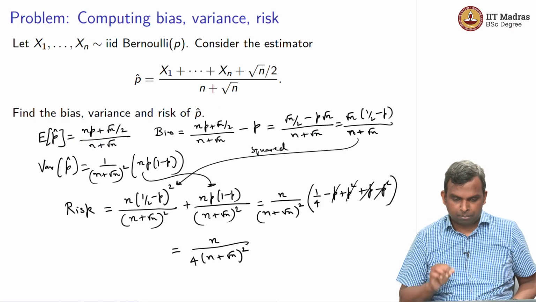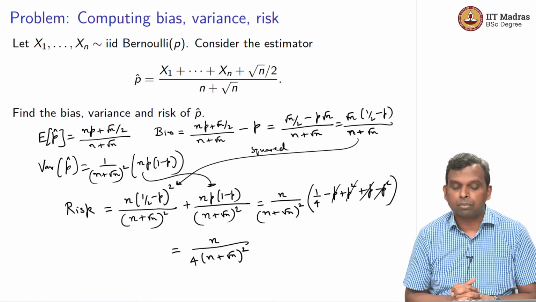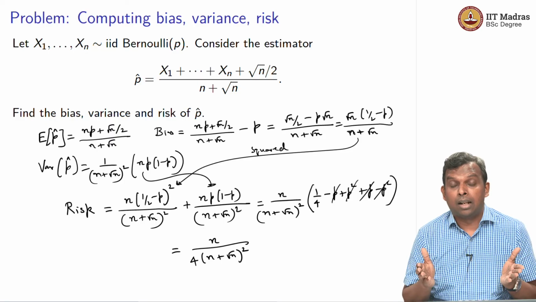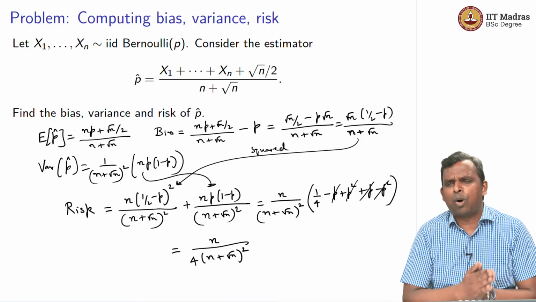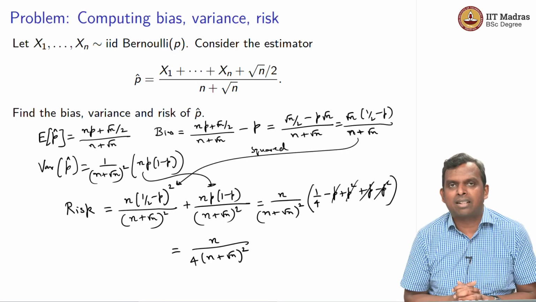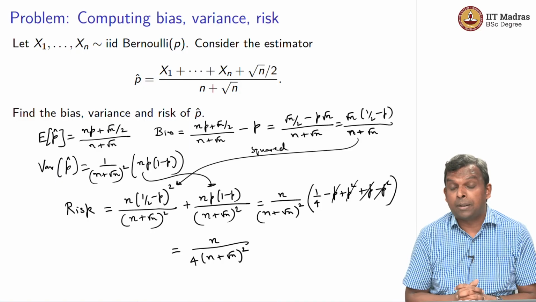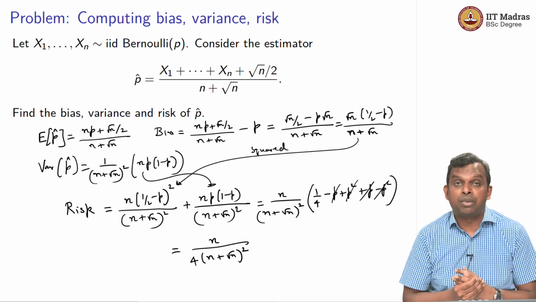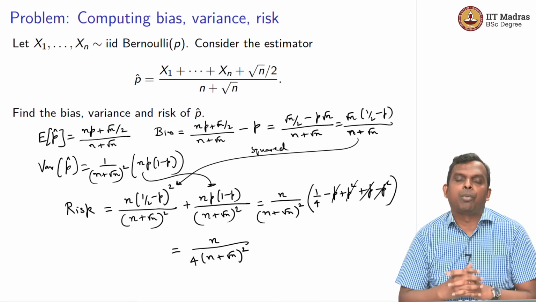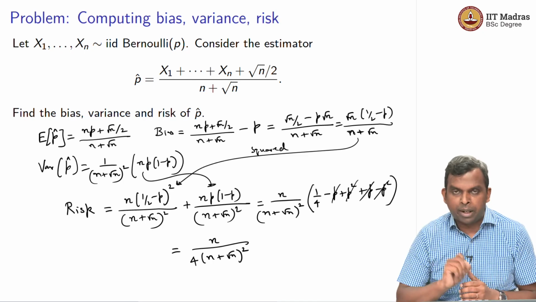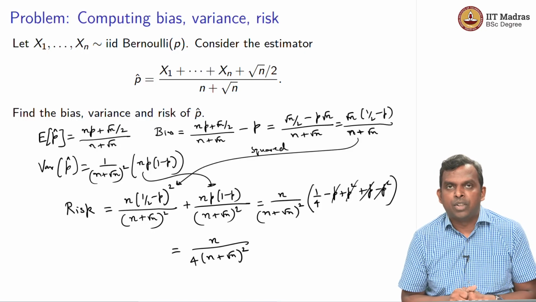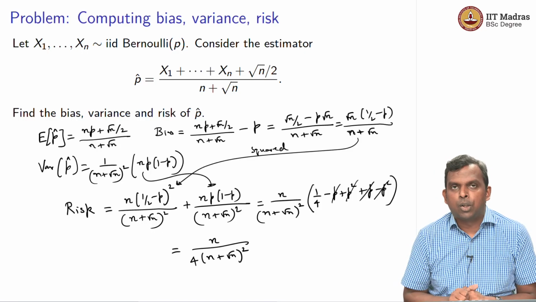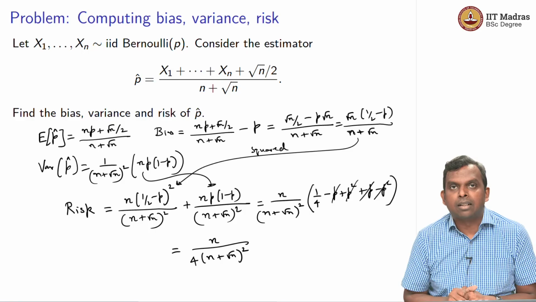With that, we're going to stop this lecture. Hopefully you understood the 3 important characteristics of a point estimator: bias, variance, and risk, and there's a simple relationship between them. Given a description of a point estimator, you should be able to put pen to paper and compute its bias, variance, and risk. That's a good skill to pick up. That concludes this lecture. Thank you very much.